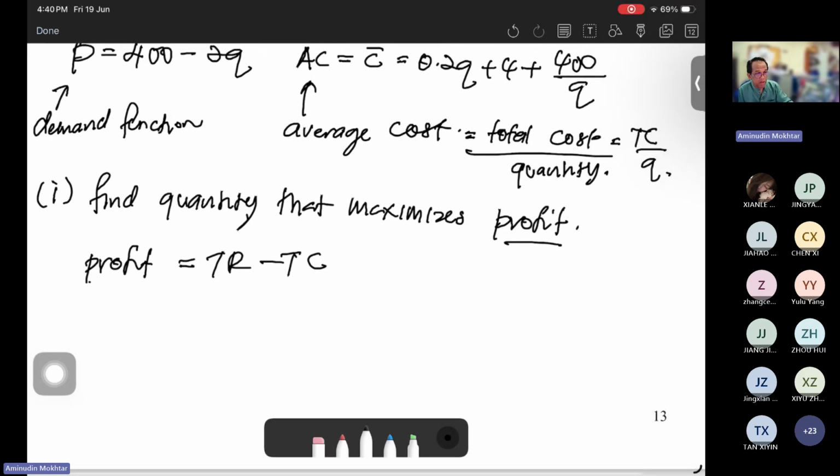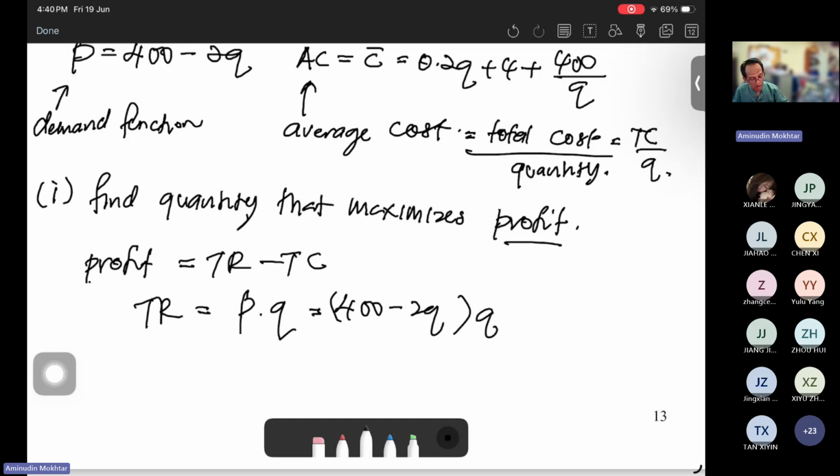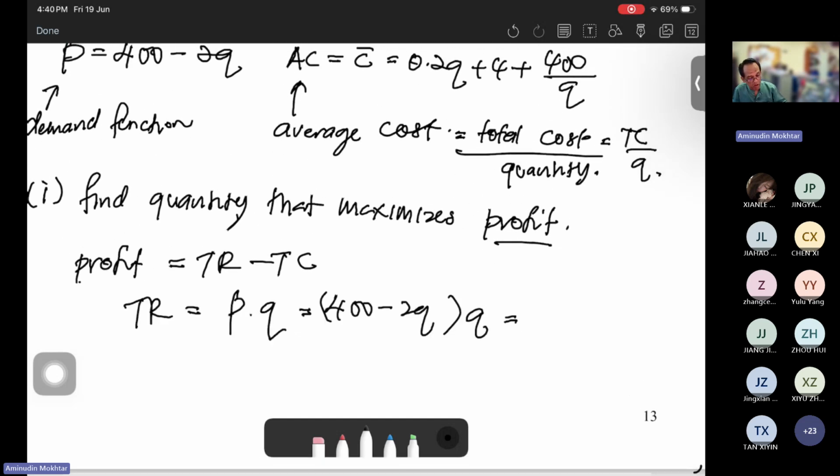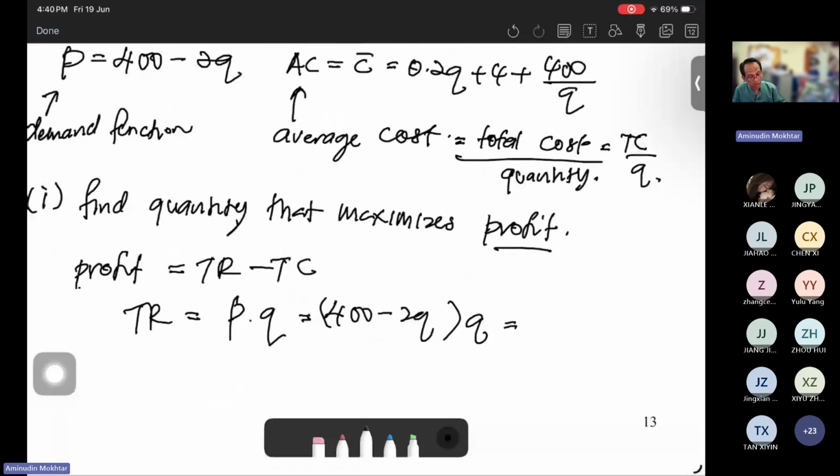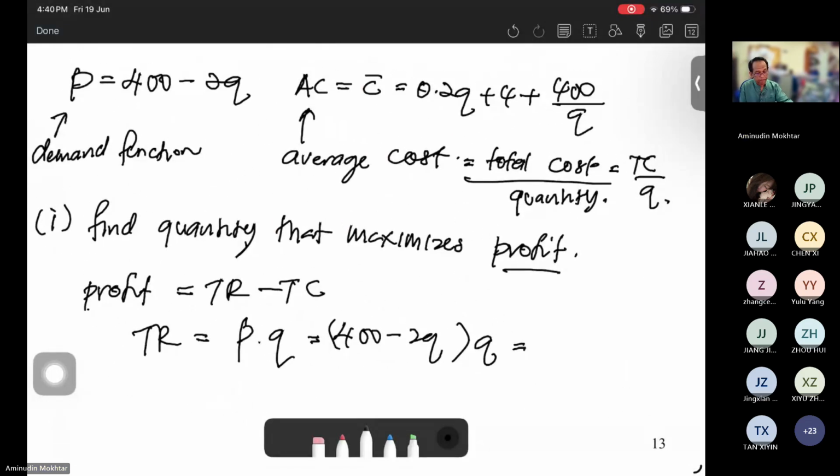First of all, we need to identify what is TR. Based on topic 1, I think I explained a lot about this TR. TR is P times Q. P is the demand equation, 400 minus 2Q, times Q. So we know the TR equal to 400Q minus 2Q squared.